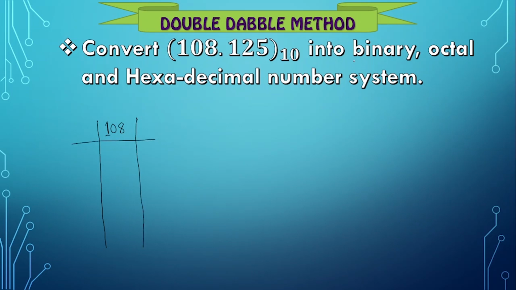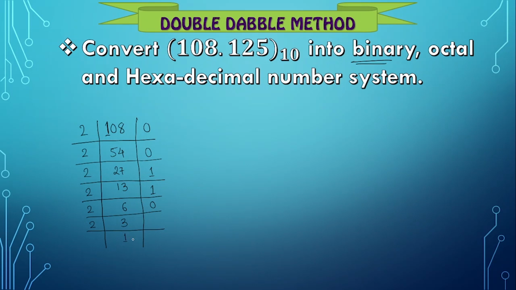Now we are interested to convert this number into binary. So we will divide it with the radix of binary, which is 2. So 108 divided by 2, you will have 54, remainder 0. You will again divide 54 by 2, you will have 27 and remainder will be 0. You again divide 27 by 2, you will have 13, remainder this time will be 1. Divide 13 by 2, you will have 6, remainder 1. Divide 6 by 2, you will have 3, remainder 0.